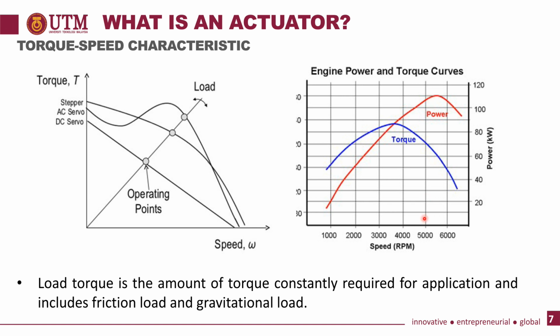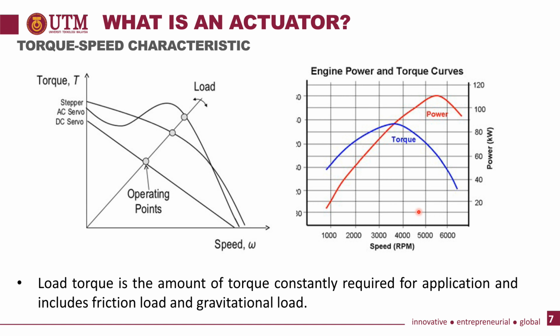Because when you need to do some work and you need to do the work quickly, you need a lot more power. But if you want to do some work quickly, but your work is not that much, that's why your power is reducing here. So that is the relationship between the power, the torque, and the speed.